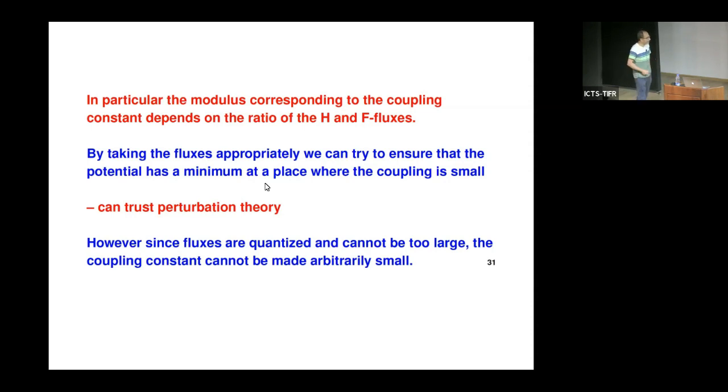But at the same time, we have to keep in mind that fluxes are quantized and they cannot be too large. So the ratio of the fluxes cannot be made arbitrarily small or arbitrarily big. The coupling constant we can try to make small, but it cannot be made arbitrarily small, because an arbitrarily small coupling constant would require large ratios of fluxes, and that is not possible because for large fluxes you don't have a minimum. And the fluxes are quantized, so you cannot have arbitrarily small flux with which you can generate large ratios.